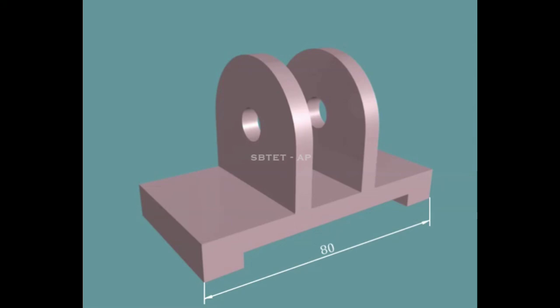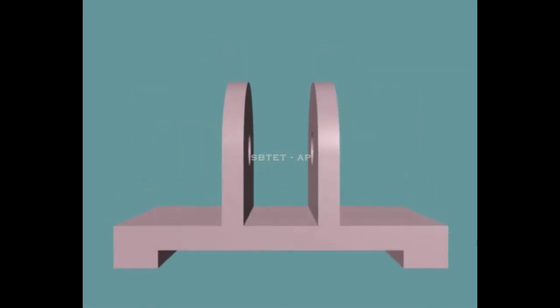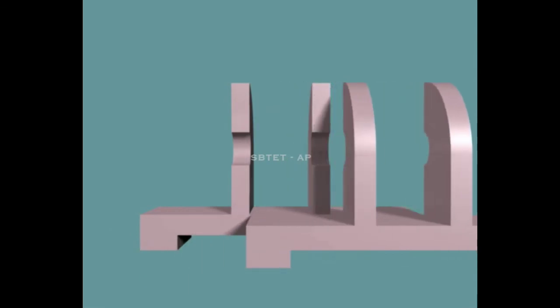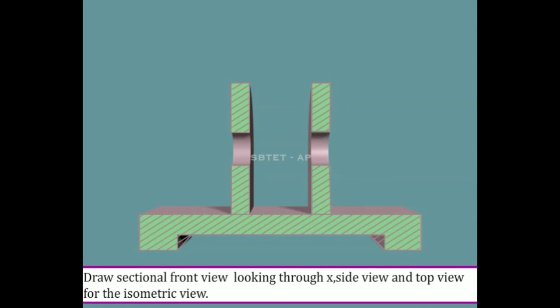In this problem, pictorial view of an object and the location of cutting plane are available. We need to draw the sectional front view, top view and side view of the object. Draw the front view of the object. Complete the sectional front view by hatching the sectioned surface, excluding holes and the slot.